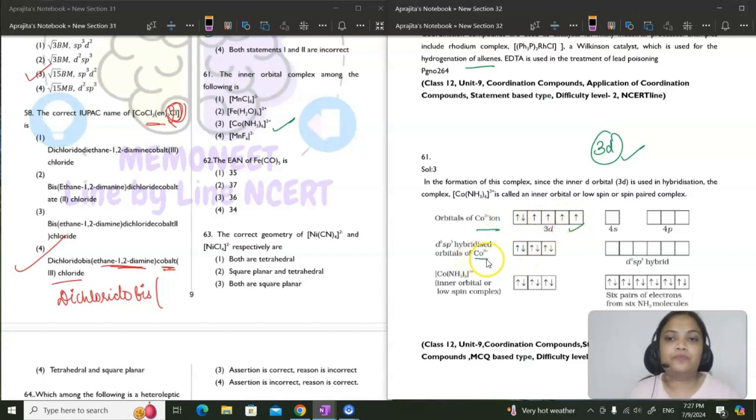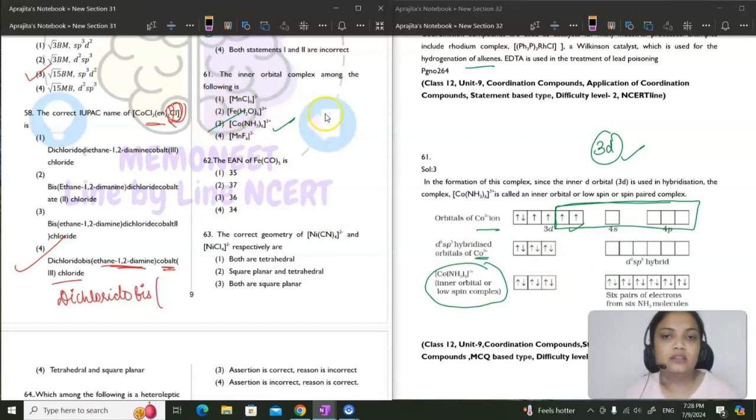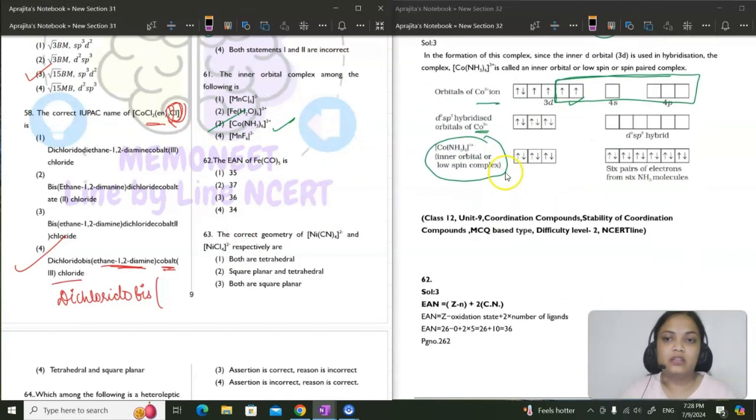Now in the case of ammonia, there will be d2sp3 hybridization. Okay, d2sp3 hybridization, because it will be a low spin complex that will be formed. Okay, so here you can see the inner orbital complex is Co(NH3)6. Question number 61, answer is 3.